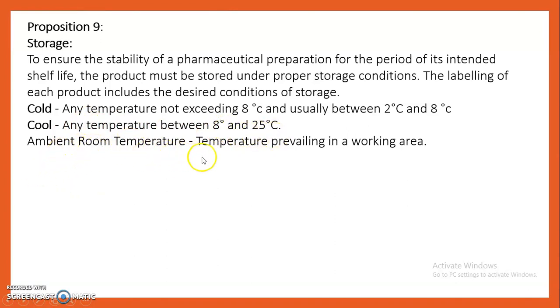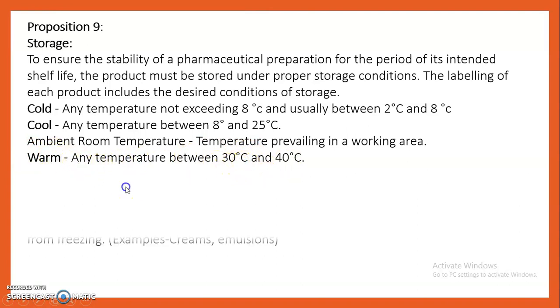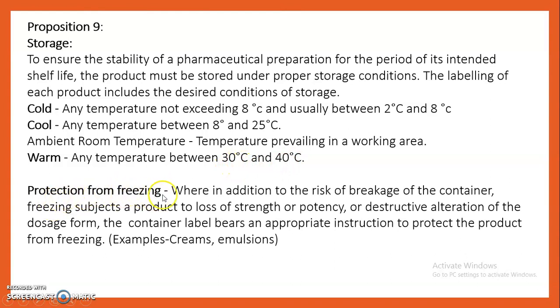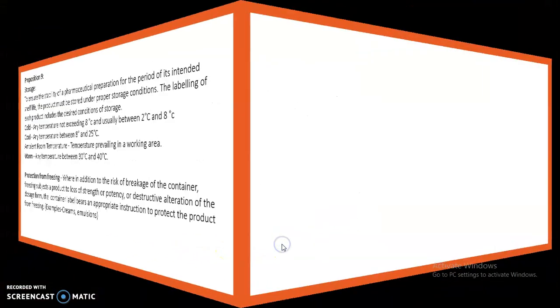Then ambient room temperature is the temperature prevailing in a working area. It is known as room temperature. Then warm temperature is any temperature between 30 and 40 degrees Celsius. Protection from freezing: in addition to the risk of breakage of the container, freezing subjects a product to loss of strength or potency, or destruction or alteration of the dosage form, so the container's label bears an appropriate instruction to protect the product from freezing. Examples are creams and emulsions, which are not freezable.